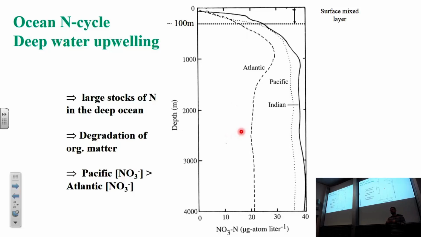It gets broken apart by bacteria respiring the organic matter, and that releases the nutrients back into the water column, causing there to be a higher concentration. And you can see, just like with carbon, the Atlantic Ocean has a slightly lower concentration than the Pacific and the Indian Oceans, because those oceans are further along the conveyor belt, so they've had more chance for organic material containing nitrogen to rain down into it and be added to the deep ocean.